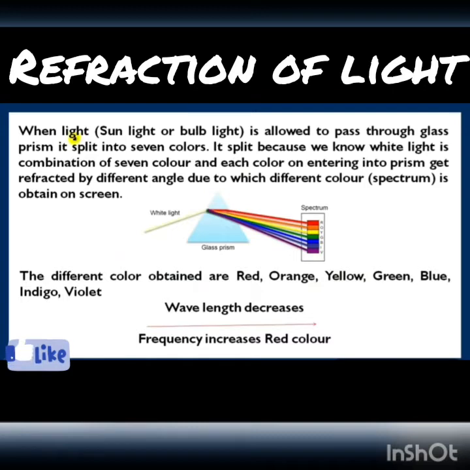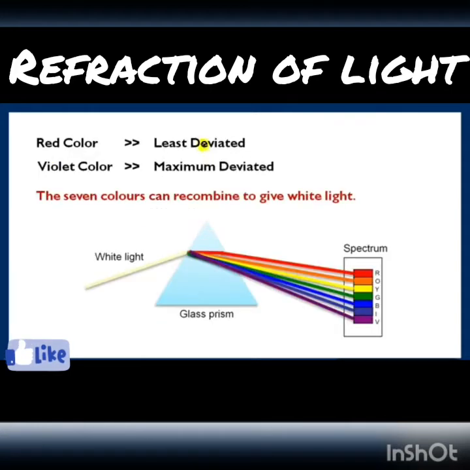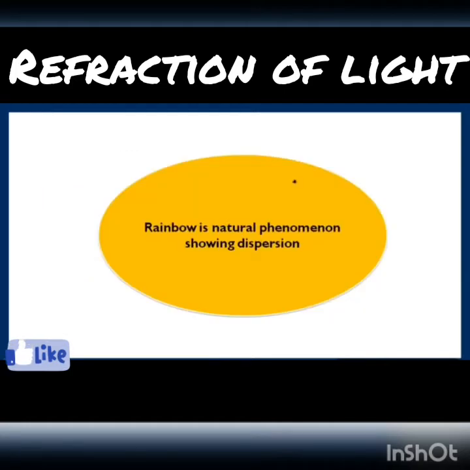When light, either sunlight or bulb light, is allowed to pass through the glass prism, it splits into 7 colors. It splits because we know white light is a combination of 7 colors, and each color on entering the prism gets refracted by a different angle, due to which a different color spectrum is obtained on a screen. Red color is least deviated and violet color is maximum deviated, and these 7 colors can recombine again to give white light. Rainbow is a natural phenomenon showing dispersion.